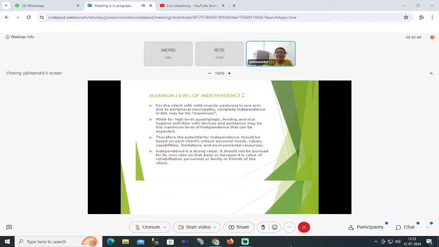Independence is a strong value. It should be pursued, but not for its own sake, and not because it is the value of rehabilitation personnel or family or the friends of the client.